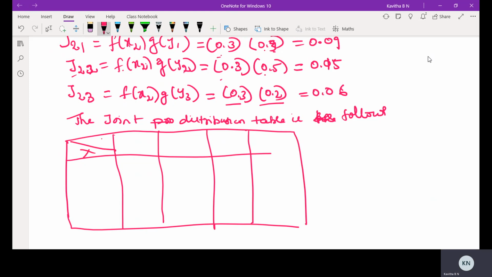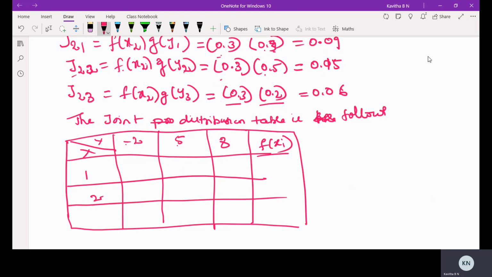Okay, here the y values: y1 is minus 2, y2 is 5, y3 is 8. This is f of xi. Then we have to write the x values here: x1 is equal to 1, x2 is equal to 2, and g of yj.